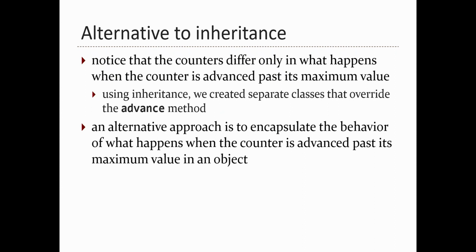You can implement a single counter class, and then you can pass in an object that tells that counter what to do when it hits integer max value. So your alternative here is to encapsulate the behavior of what happens when a counter is advanced past its maximum value in an object. And then you can make that object a field. You can have a field of your counter class that's an object that determines what happens when your counter hits the maximum value. So I'm not going to actually do that example here. It's not hard to do. But there are lots of different ways to solve this problem other than just using inheritance.